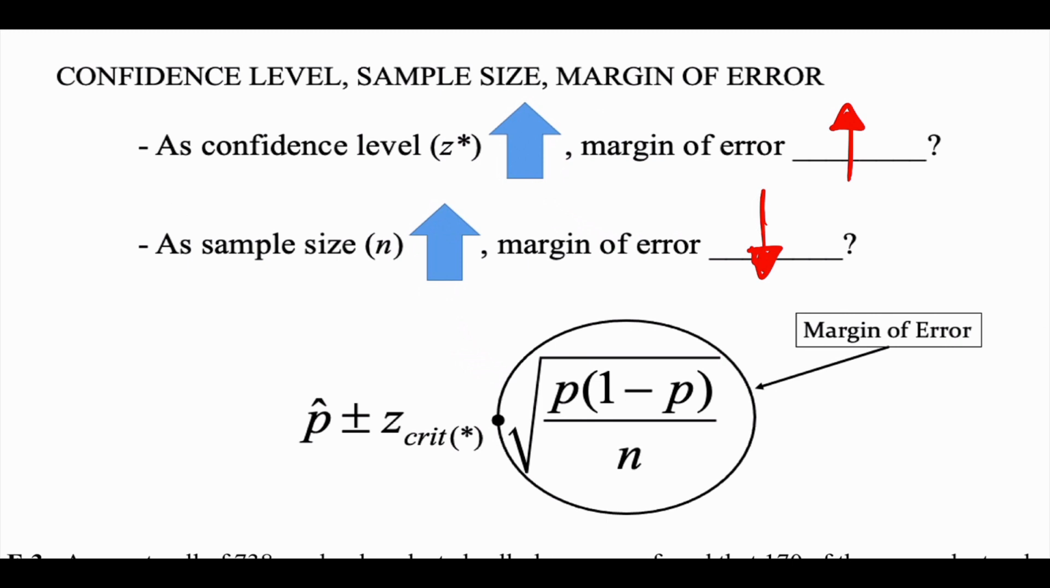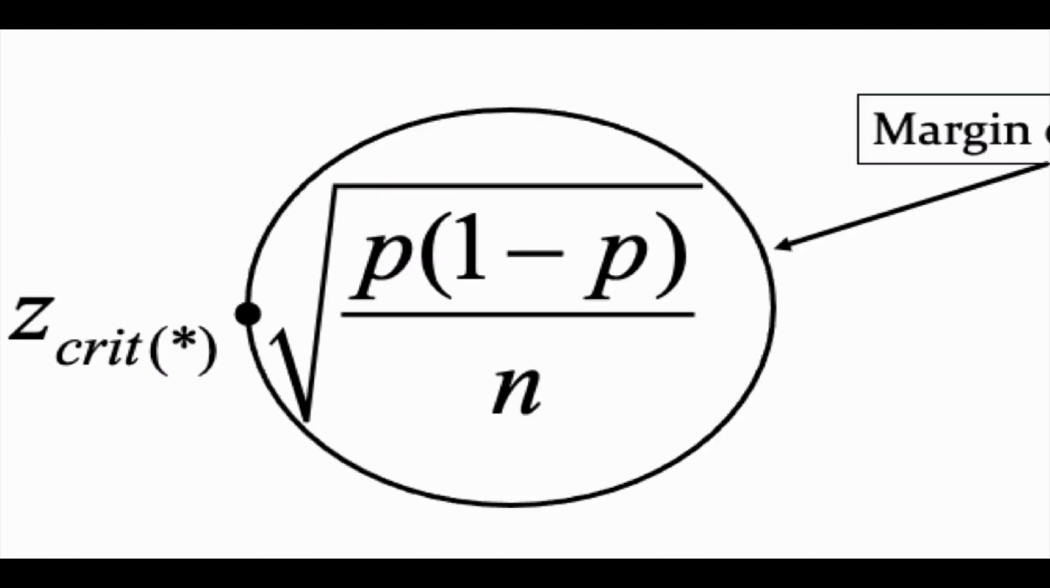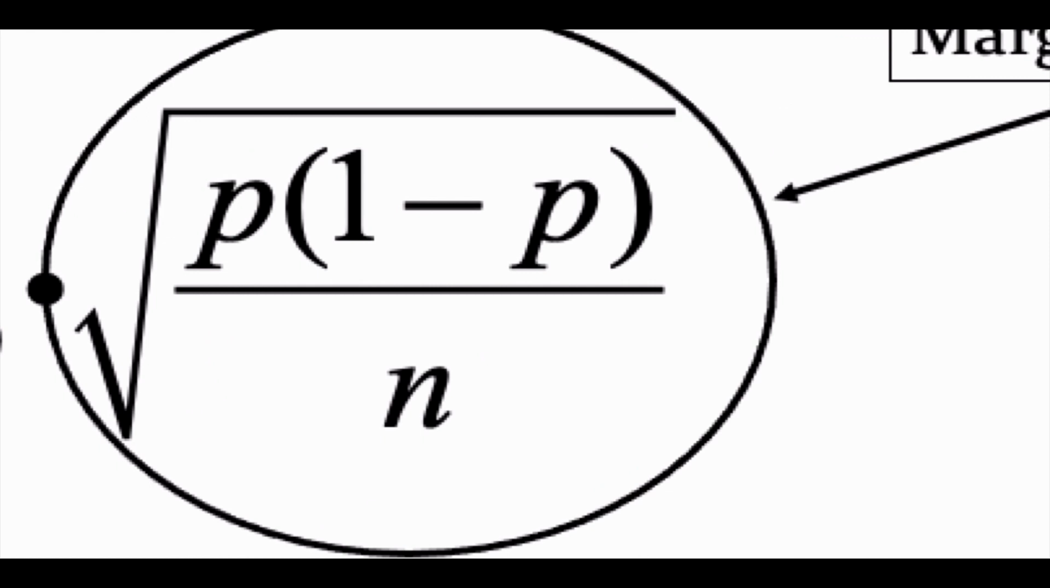You're getting there. Why would the margin of error go down? That's the right answer. As sample size goes up, margin of error goes down because there's a couple reasons why. The first one is just math, right?